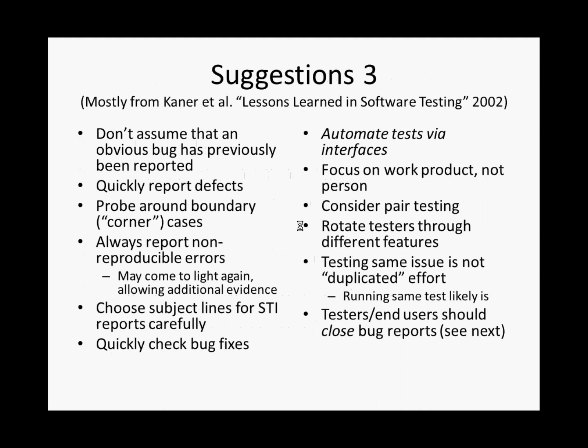Let's talk about this. Don't assume obvious bugs have previously been reported. Often they're underreported, so if you find something, don't assume it's a light matter, that this is well known. Quickly report defects. Along the same lines, probe around boundary cases or corner cases. I think this is what was suggested earlier with respect to text fields, for example. You want to look at cases that are at the extreme.